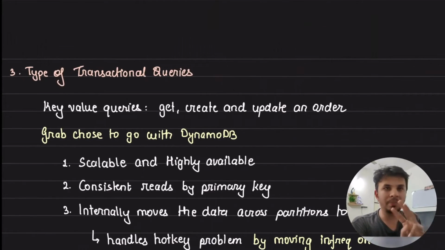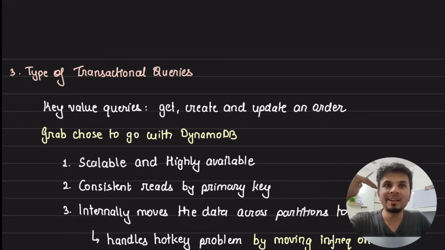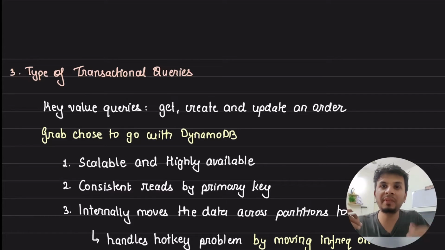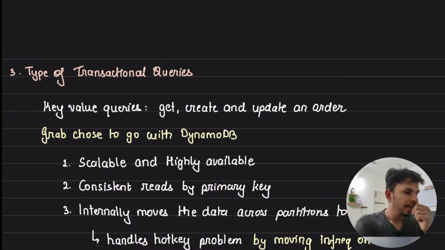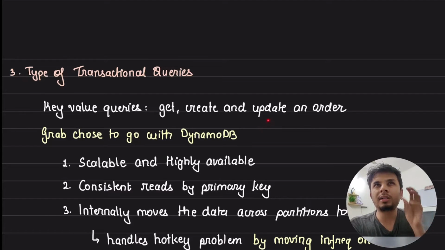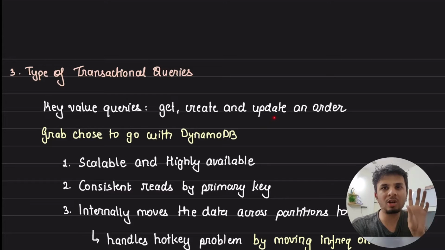Okay. Third point. Now, how do we choose a database? Let's say we want to choose a transactional DB. In order to choose it, we need to understand the kind of queries we would be firing on it and see how it fits the need. So with respect to Grab, given the transactional database was going to be used to get an order, delete an order, update an order, create an order, it's a key-value use case.